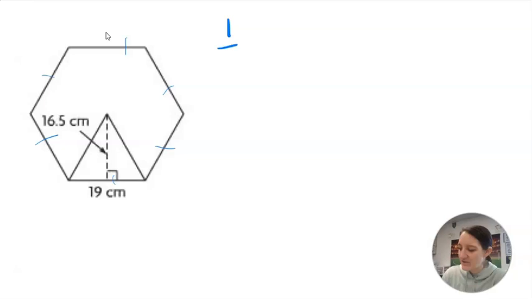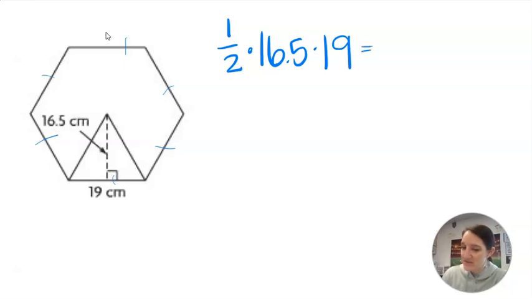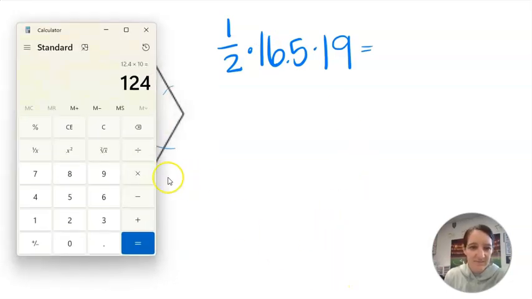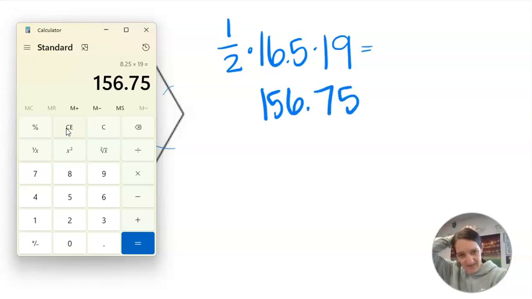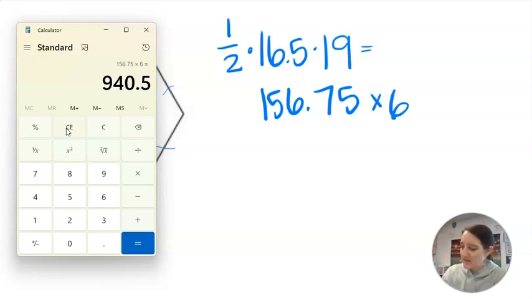Here we have a hexagon. 1/2 times 16.5 times 19. This is definitely what I'm going to do on a calculator. I can't do half of those mentally in my head. So here we go. 0.5 times 16.5 times 19 will give me 156.75. Okay. And it was a hexagon, right? So I'm going to times it by 6 and get 940.5 centimeters squared.